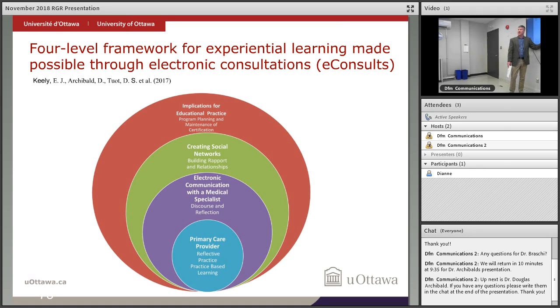Well, now we move into other realms, which is about creating relationships and rapport amongst providers, which is very interesting, because many times the primary care provider and the specialist will never meet. Yet certainly relationships develop. So that's an area that has really yet to be explored, but will certainly be done in the near future. And then finally, how can we apply all this learning for program planning and maintenance of certification?